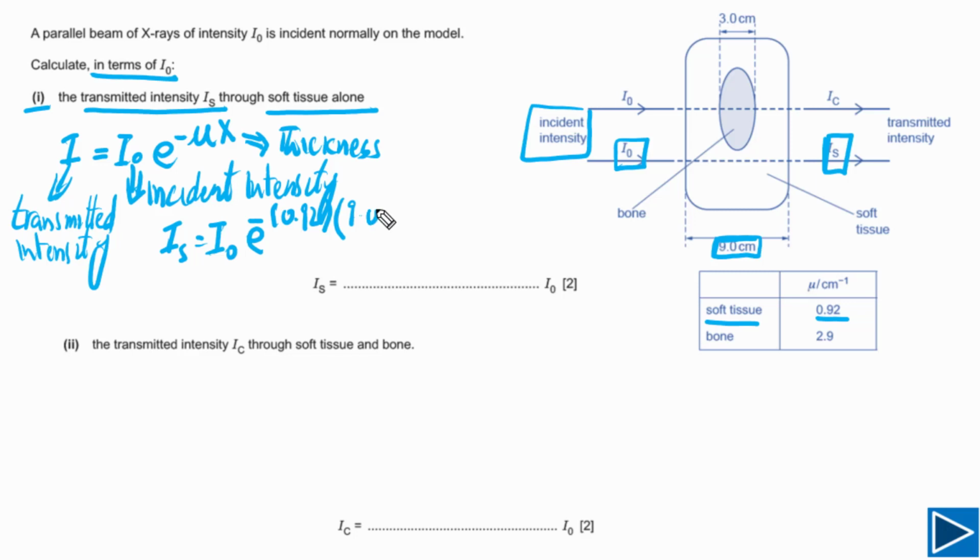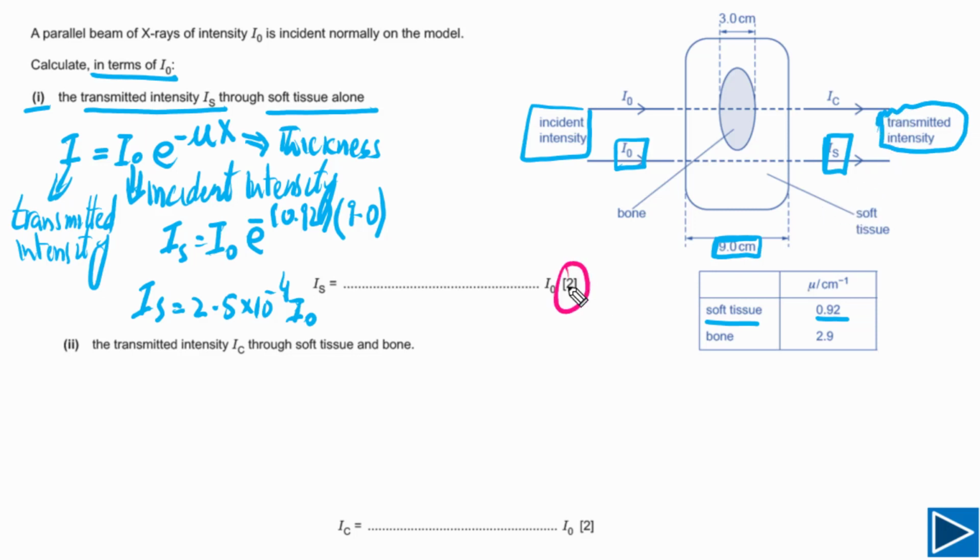In this case they have the same unit, so that is right. But if they have different units, you have to convert units as well. Now we simply solve this for IS and we will get our final answer. If we solve this, our final answer will be 2.5 times 10 to the negative 4 I naught, and this is the transmitted intensity through soft tissue only.